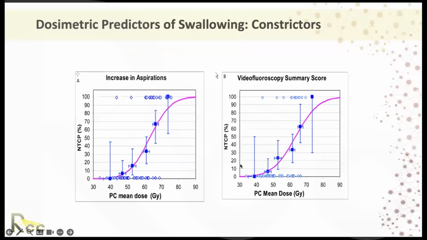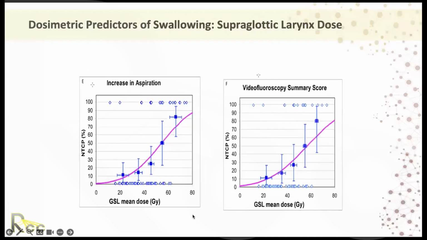This is Michigan data, again, just showing you pharyngeal constrictor dose and likelihood of dysphagia. And again, all I want you to take away is, once you get to radiation doses north of 50 gray, you can see that sigmoidal increase in risk. What I like about this study is it's actually doing fluoroscopic analysis, so it's visually documenting increased risk of aspiration and those videofluoroscopic scores. You can see they look very, very similar at higher doses for patients.